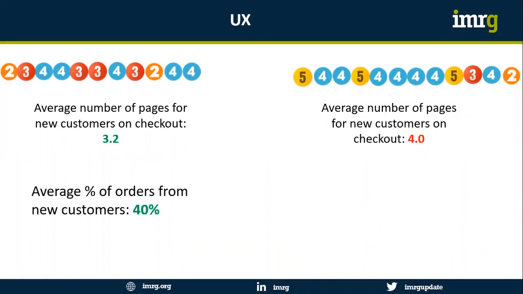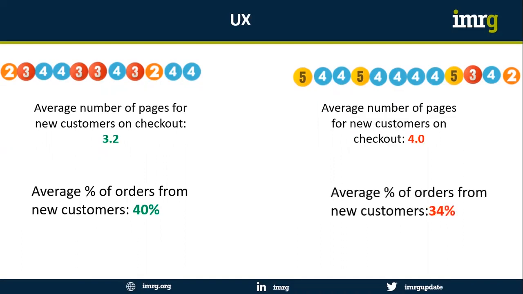Now, if you look at the average percentage of orders that these ones get from new customers, so that's another metric that we get from these retailers, they get 40%, and these ones get 34%. So you could argue then that there's something going on there. Of course, it could be that the proposition you have is also determining how you structure that stuff.